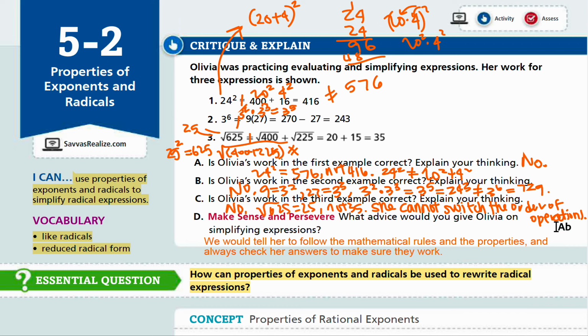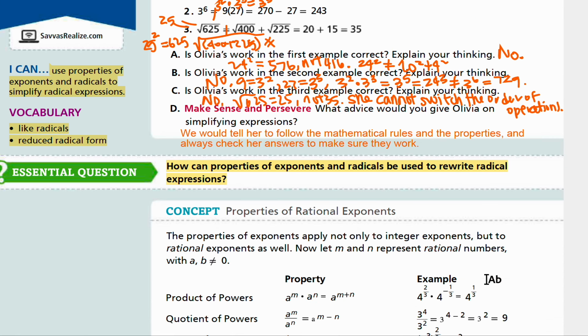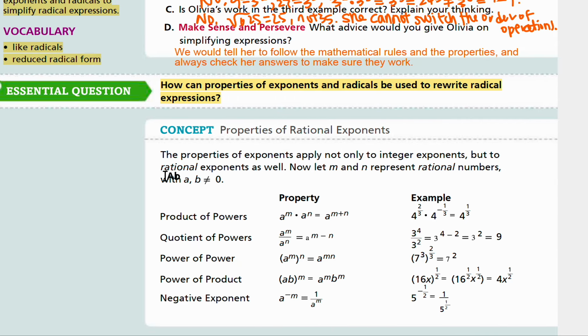Yeah, so the essential question for this lesson would be, how can properties of exponents and radicals be used to rewrite radical expressions? So it's really important to know all the properties, right? We did go over this. We did learn the properties of exponents in Algebra 1. But let's review that concept, properties of rational exponents. So remember, we have these properties.